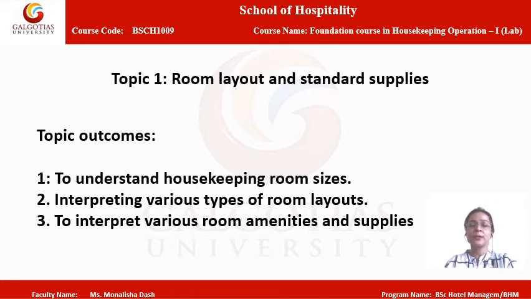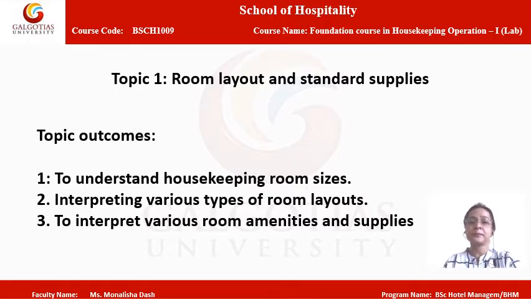Today our topic is room layout and standard supplies. That you can see here, this is the topic and this is our first activity too. This particular topic belongs to the course Foundation Course in Housekeeping Operation Lab, and the course code is BSCH1009.